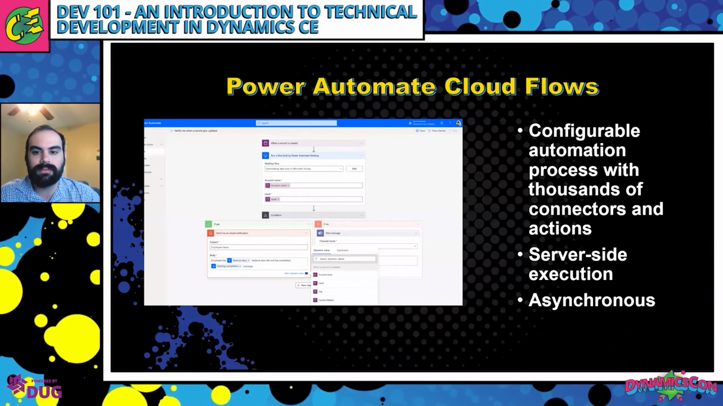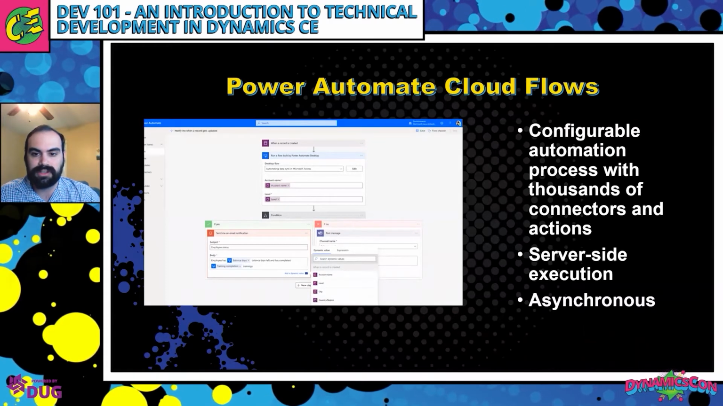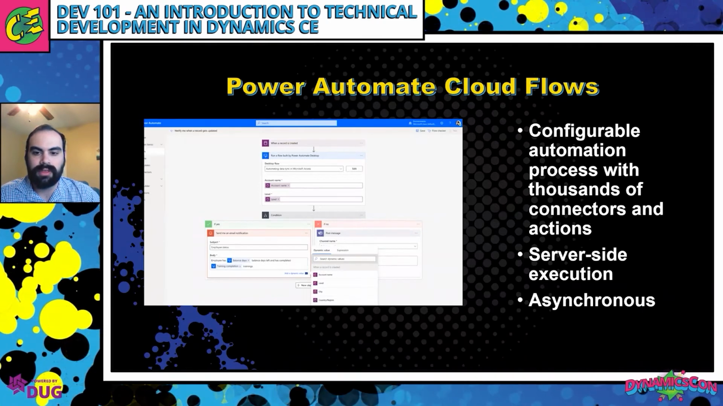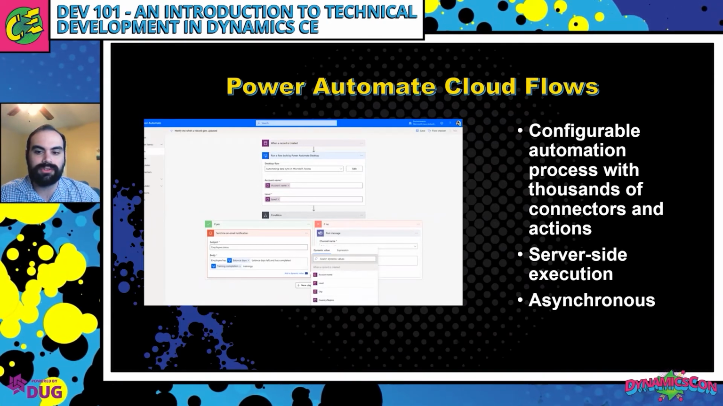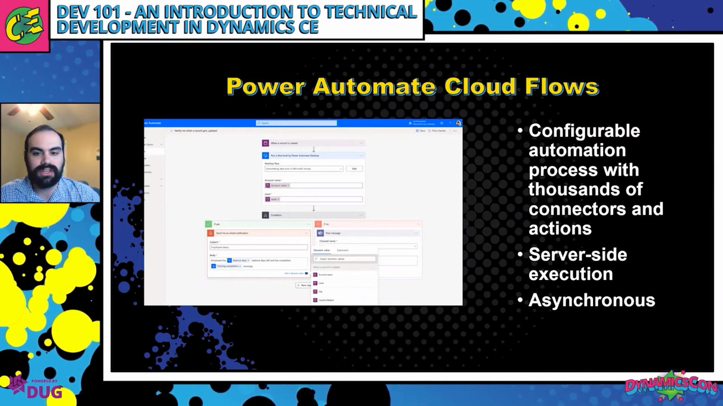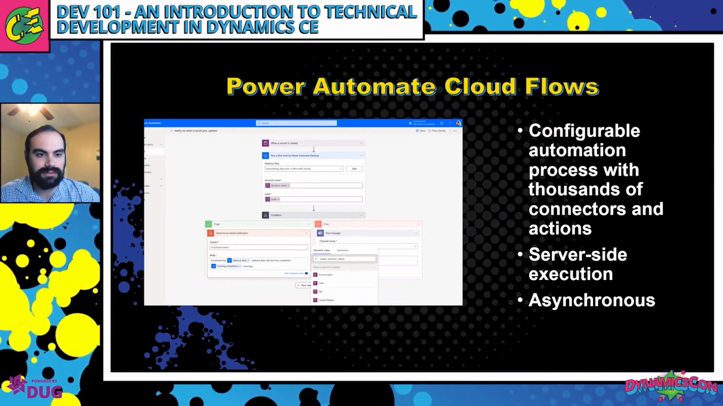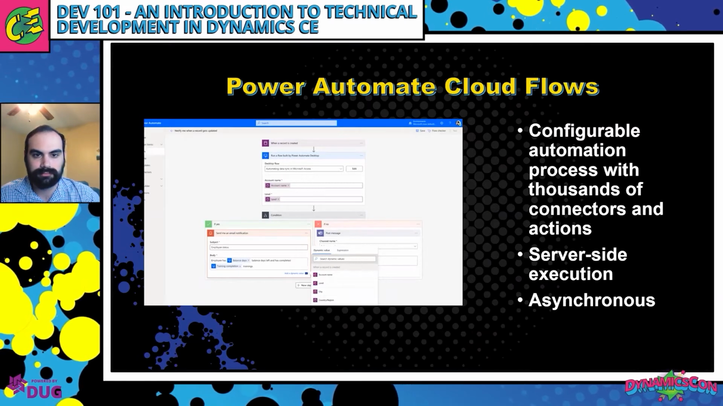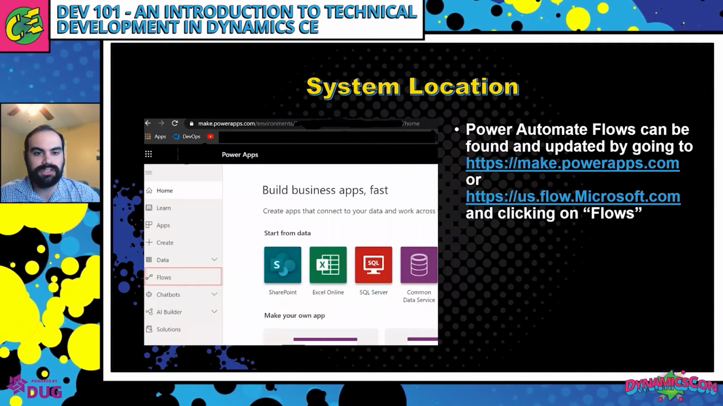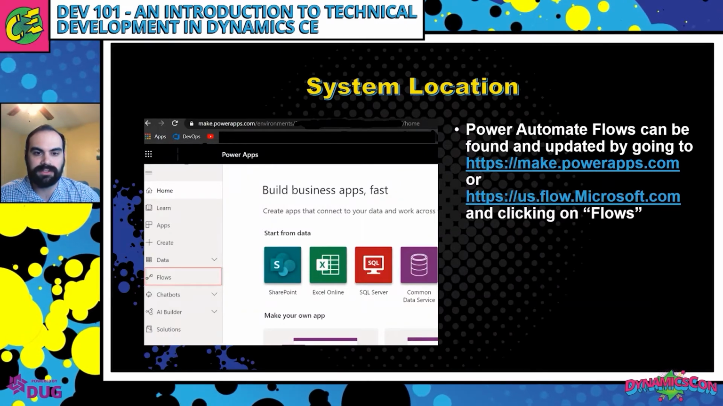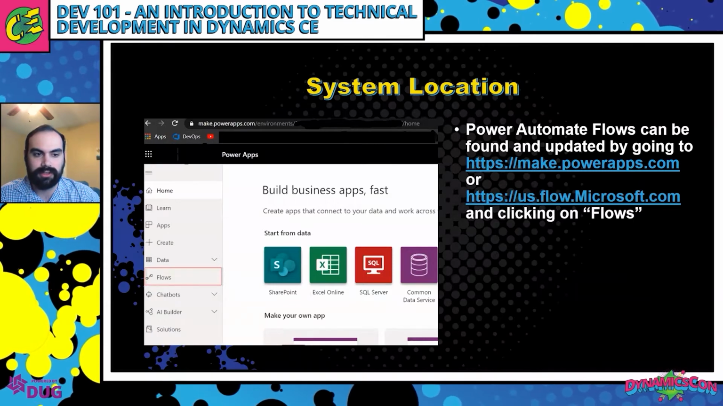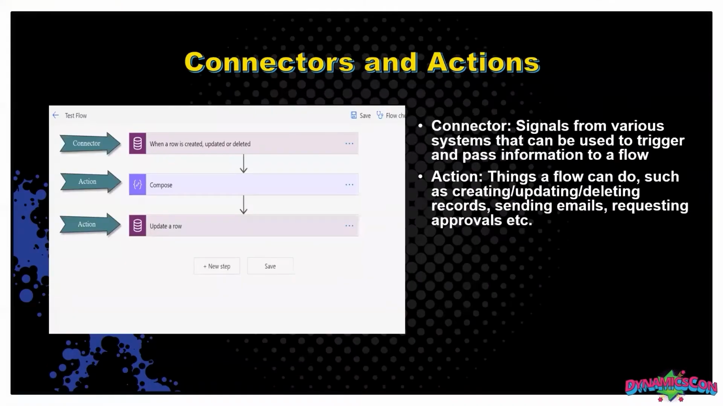Flows are configurable automation processes with thousands of different connectors and actions, not to be confused with plugin actions, that when combined together are able to accomplish some truly impressive automation. Flows execute server-side and by design are asynchronous only. You can find Power Automate Flows by going to https://make.powerapps.com or us.flow.microsoft.com and clicking on Flows.